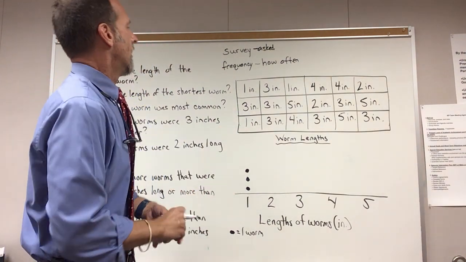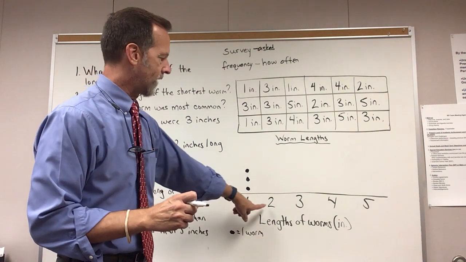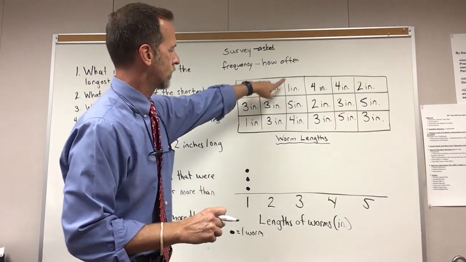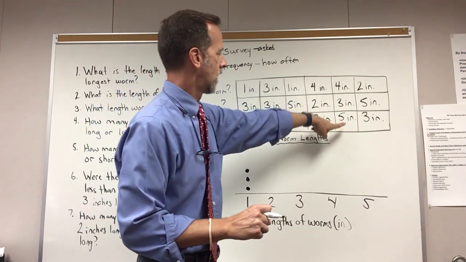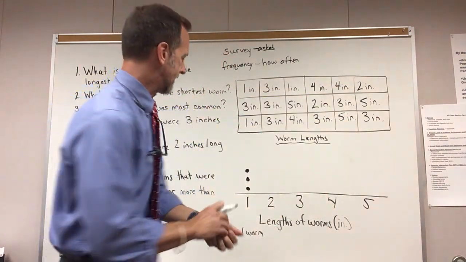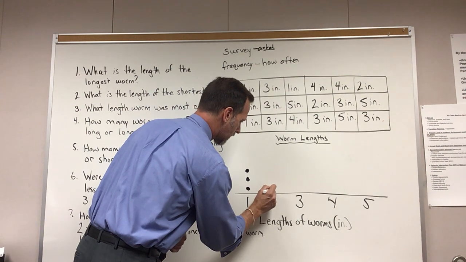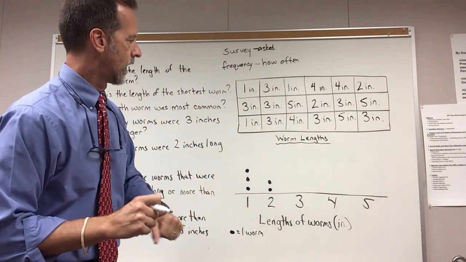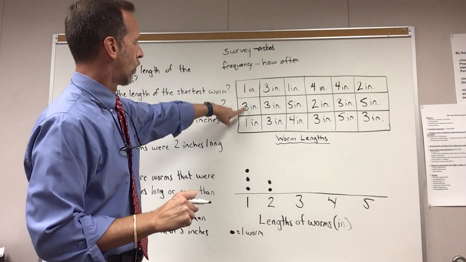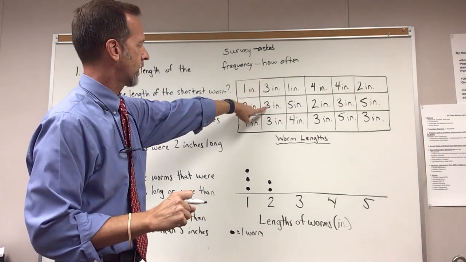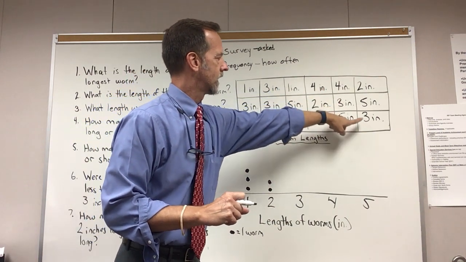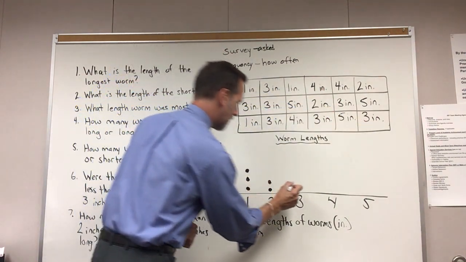All right. How many times do I have a 2-inch long worm? Okay, I'm looking for 2's. 1, 2. It happened twice. All right, so I have 2. 3-inch long worms. 1, 2, 3, 4, 5, 6, 7 times.